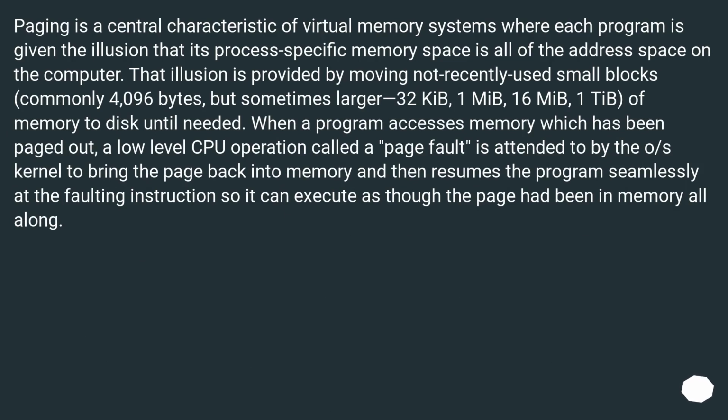Paging is a central characteristic of virtual memory systems where each program is given the illusion that its process-specific memory space is all of the address space on the computer. That illusion is provided by moving not recently used small blocks, commonly 4096 bytes, but sometimes larger, 32 KiB, 1 MiB, 16 MiB, 1 TiB, of memory to disk until needed. When a program accesses memory which has been paged out, a low-level CPU operation called a page fault is attended to by the OS kernel to bring the page back into memory and then resumes the program seamlessly at the faulting instruction so it can execute as though the page had been in memory all along.